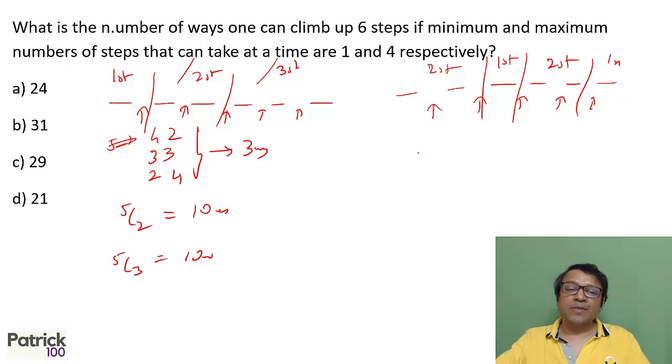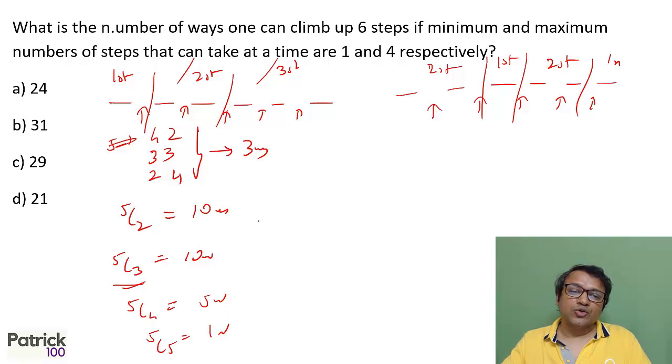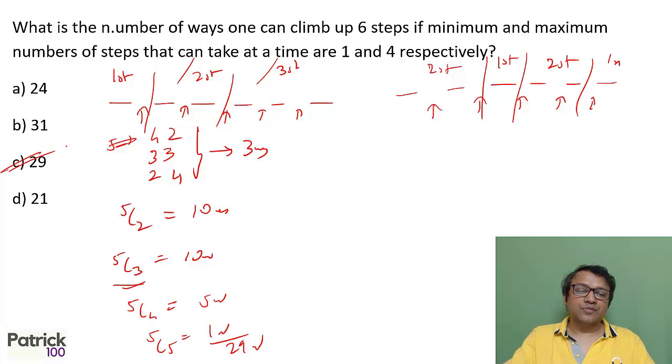So how can I make these 3 partitions? 5C3 ways, 10 ways. Next, similarly 5C4, 5 ways. And 5C5, which is all 1 step, 1 way. So total ways if you add becomes 29 ways. That's the answer.